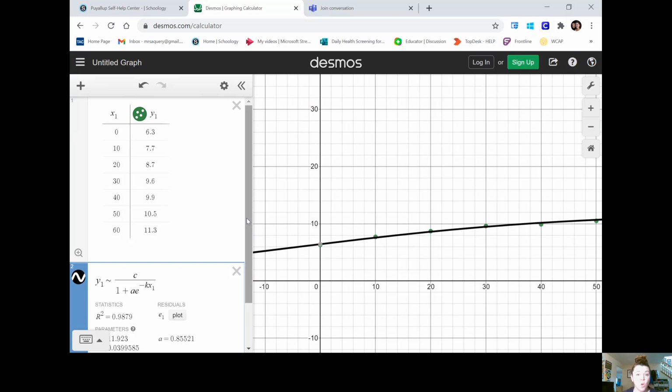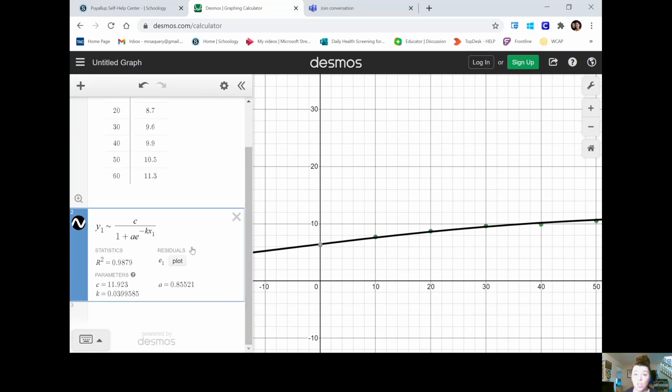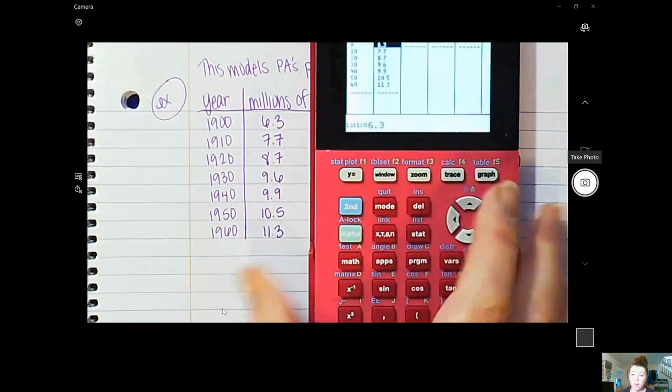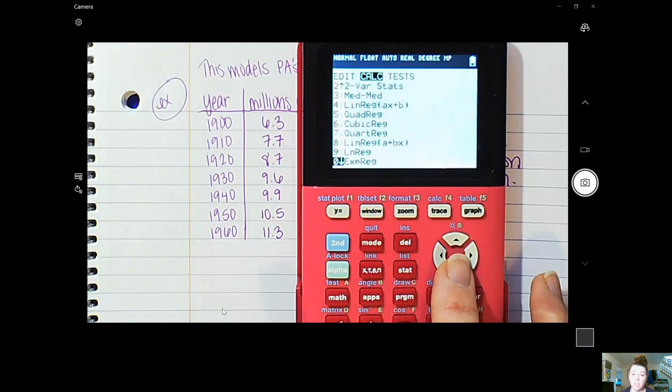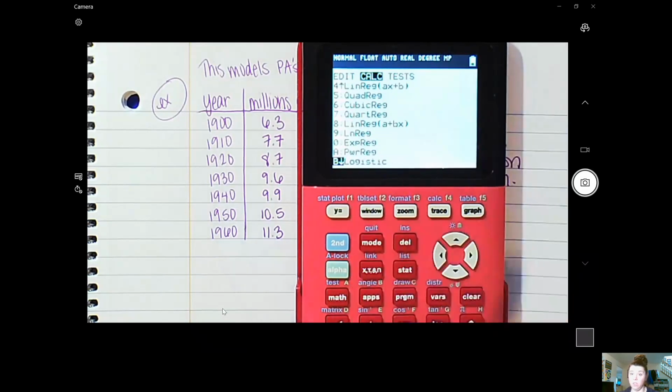logistic regression equation. On Desmos, those of you that are using Desmos to do a regression, this is what the equation looks like for a logistic regression. So if you're using Desmos, you're going to want to write that down. And those of you that are using a physical graphing calculator, I'm going to show you where we select that. On here, you hit stat, and we go over to calc because we're going to do a regression. You got all these options. You want the one that says logistic, which just straight up says the word logistic.